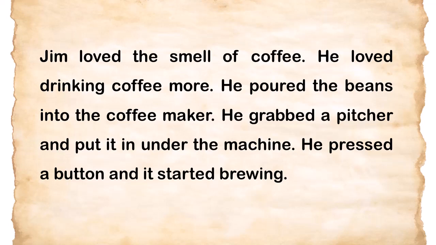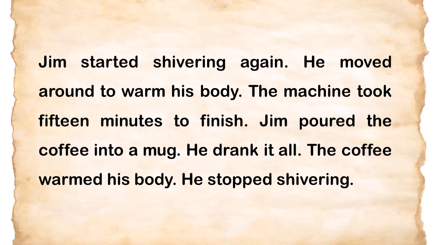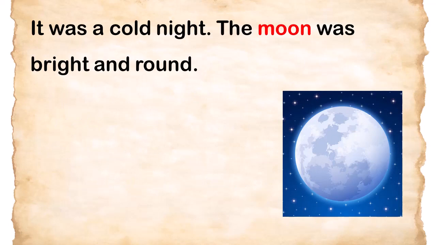He poured the beans into the coffee maker. He grabbed the pitcher and put it under the machine. He pressed a button and it started brewing. Jim started shivering again. He moved around to warm his body. The machine took 15 minutes to finish. Jim poured the coffee into a mug. He drank it all. The coffee warmed his body. He stopped shivering. Listen and repeat loudly.